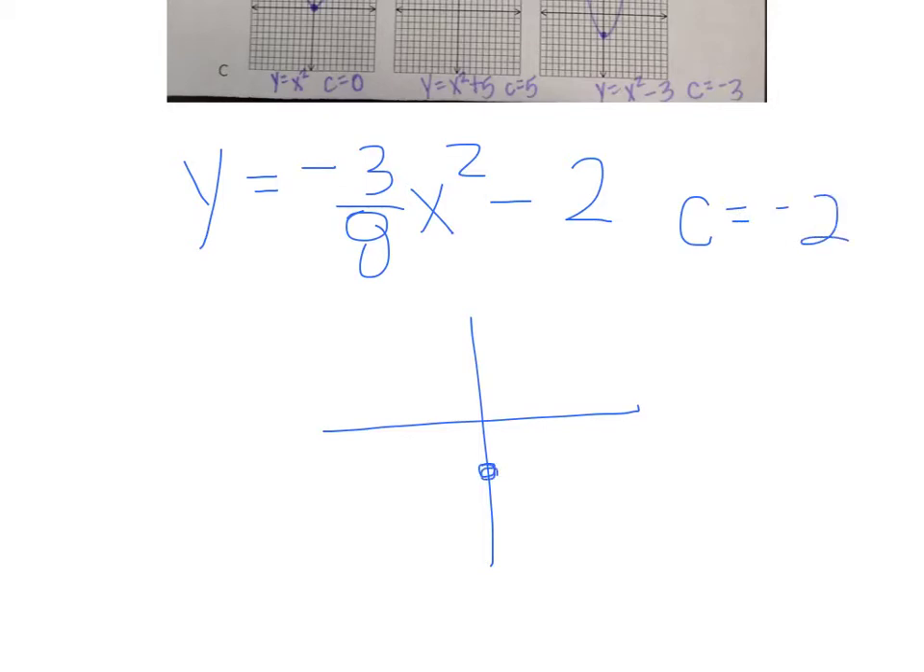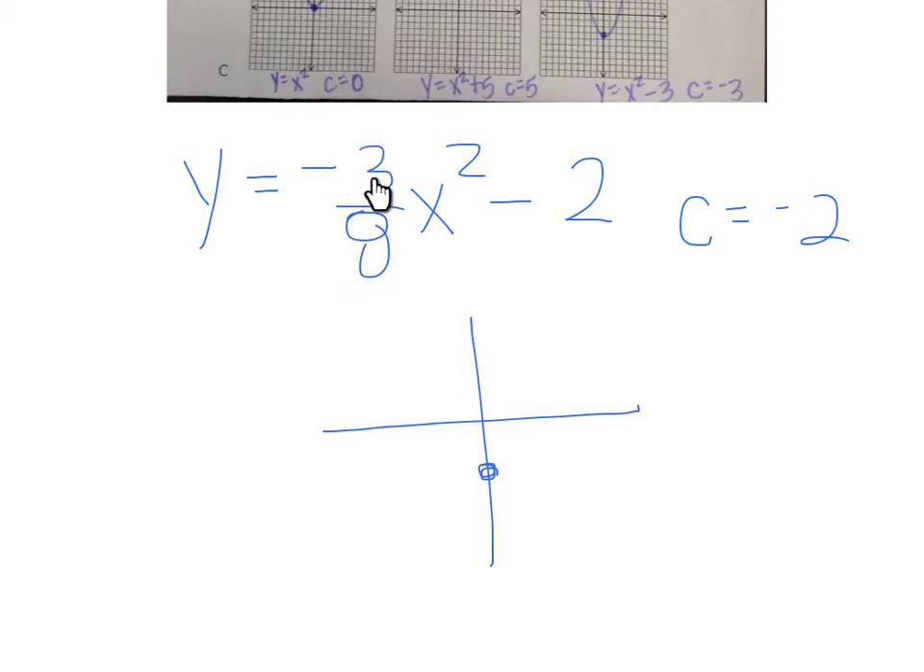Now I go look at my a. My a tells me my direction. So it does not matter that this is negative. That does not tell me the direction. That is only your starting point. a tells you your direction, the number that's in front of x squared. And a is negative, so my graph is going to open down.